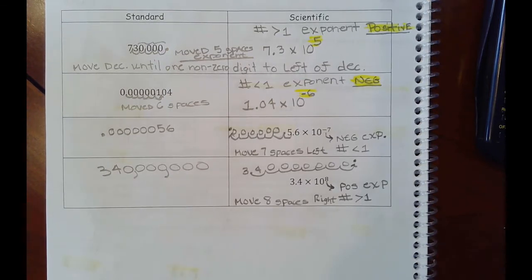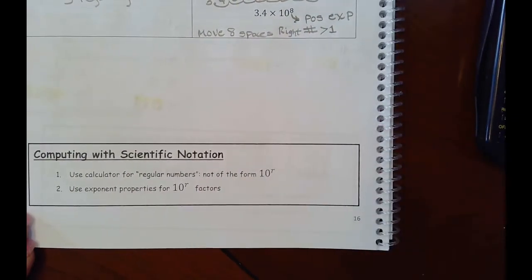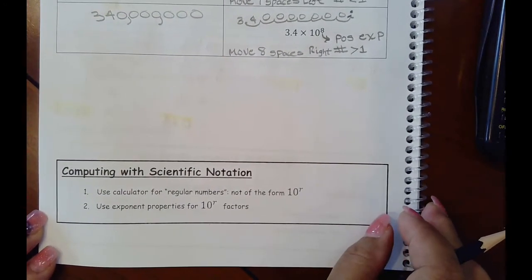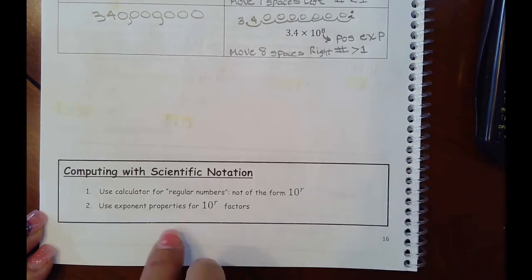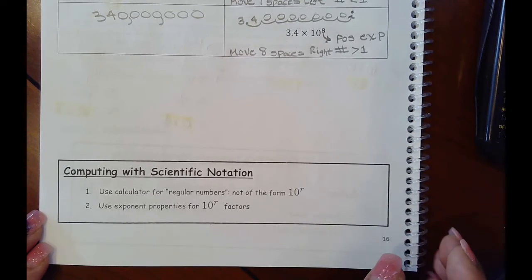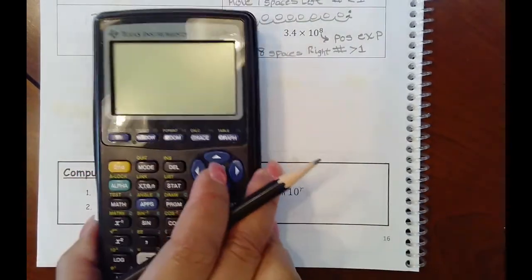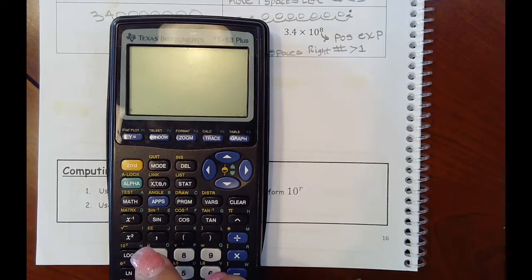So that's 340 million. Okay, moving to computing with scientific notation. There's quite a bit of this on the test, so I'm going to help you with it. I've already talked about how to put it into the calculator. If you did want to put a scientific number in the calculator, I'll be demonstrating these as I do the problems by hand and also by calculator.